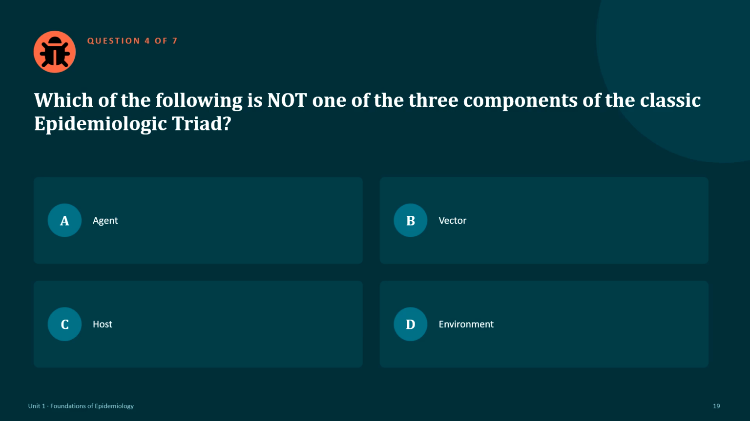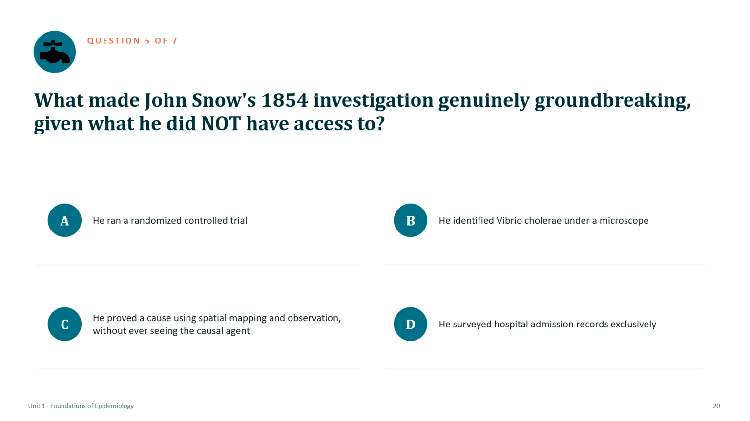Question 5. What made John Snow's 1854 investigation genuinely groundbreaking, given what he did not have access to? The correct answer is C. Snow had no microscope evidence and no germ theory to lean on. The bacterium behind cholera wasn't confirmed for decades. His breakthrough was proving causation purely through spatial data and careful observation. That's exactly why his work, not a later lab discovery, is considered the founding event of epidemiology as its own discipline.